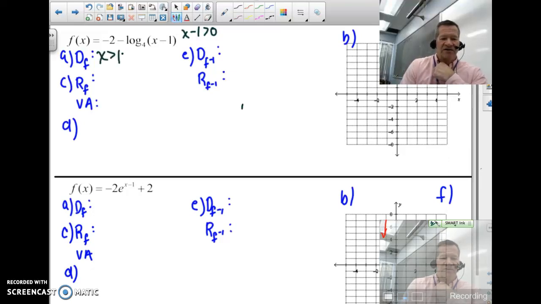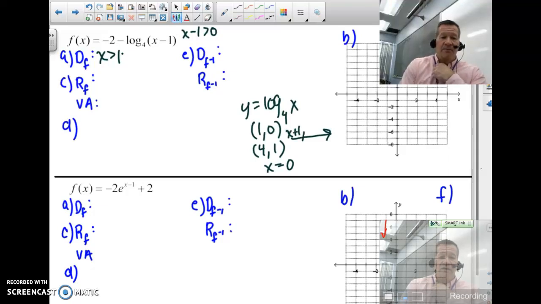Now, my parent function this time is a log base 4 of x. So asymptote at x equals 0, if I put 1 in, I get 0 because 4 to the 0 is 1. And if I put the base in of 4, 4 to the first power is 4. So using transformations, what's happening inside? They're subtracting 1, so I add 1. They're multiplying outside by a negative 1 and moving it down 2, so negative y minus 2.